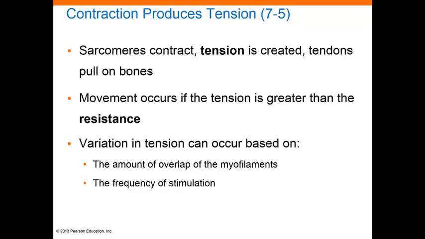So tension is a product of the number of cross bridges a fiber contains, and variation in tension can occur based on the amount of overlap of the myofilaments and the frequency of stimulation. The more frequent the stimulus, the more calcium ions are going to build up, and it can result in greater contractions. Whole skeletal muscle organs contract when their component muscle fibers are stimulated. And contractions are going to vary in their tension based on the frequency of muscle fiber stimulation and, again, the number of fibers activated.